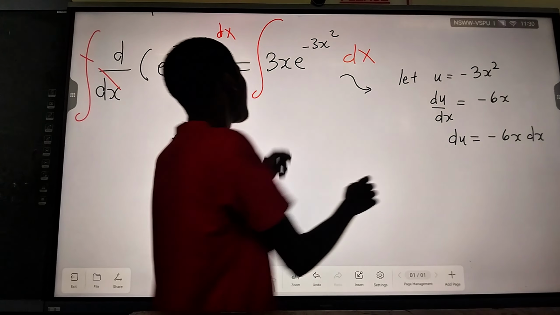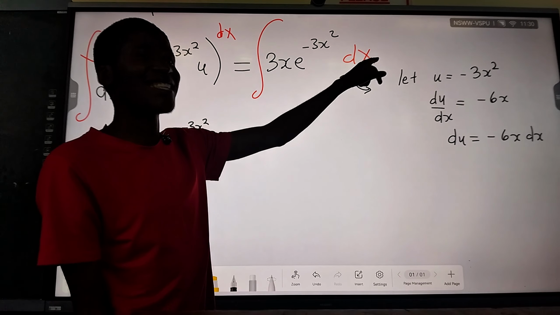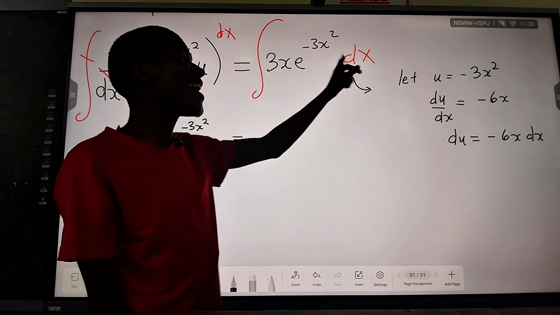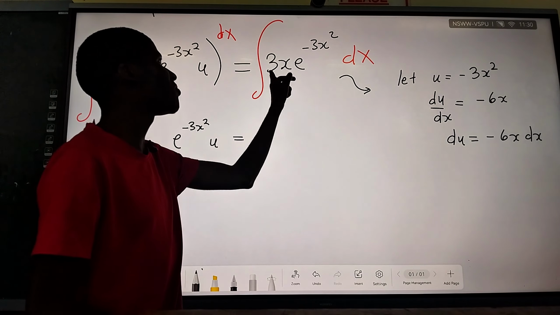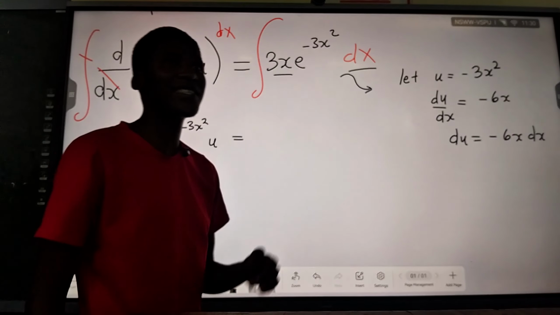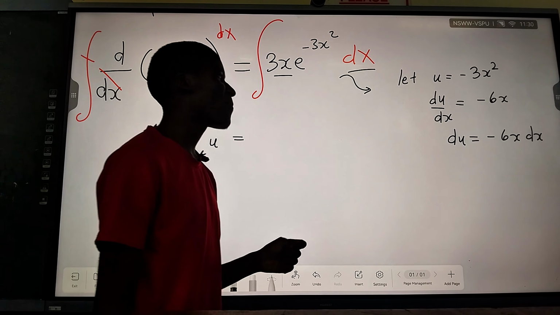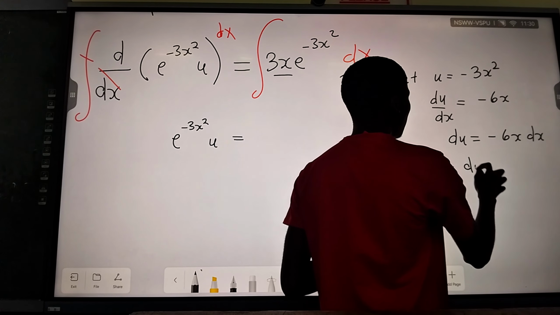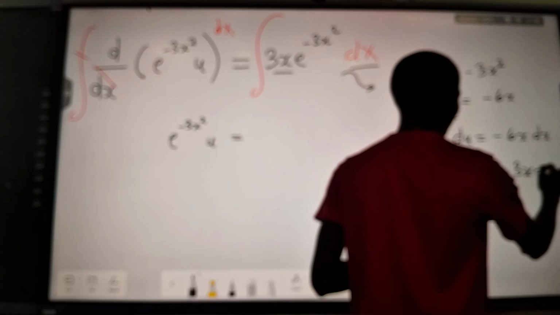But here what do we have? We have 3x dx. I am teaching calculus 2 again. We have 3x dx, but we have negative 6x dx. So what must we do to get this exact constant substitution? Multiply by negative 1 over 2, you do whatever mathematics. So this is negative du over 2 equals 3x dx.